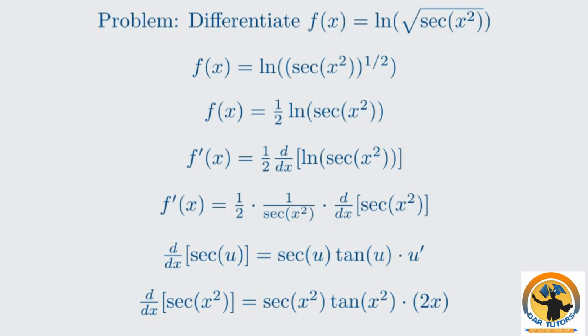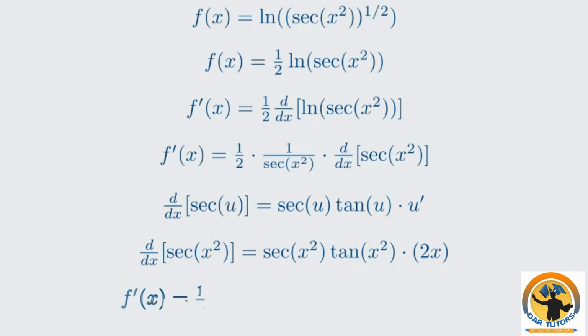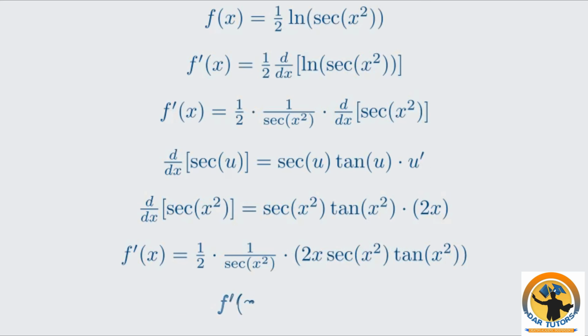Let's substitute this back into our expression for f prime of x. We get 1/2 times 1 over secant of x squared times 2x secant of x squared tangent of x squared. Notice that the secant of x squared terms cancel out, and the 1/2 cancels with the 2x. This leaves us with a surprisingly simple result. f prime of x equals x tangent of x squared. This problem highlights the importance of simplifying expressions before differentiating and carefully applying the chain rule multiple times.